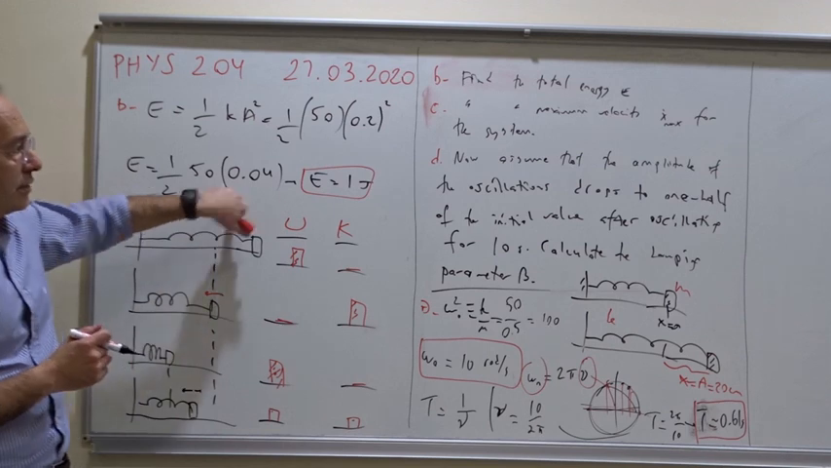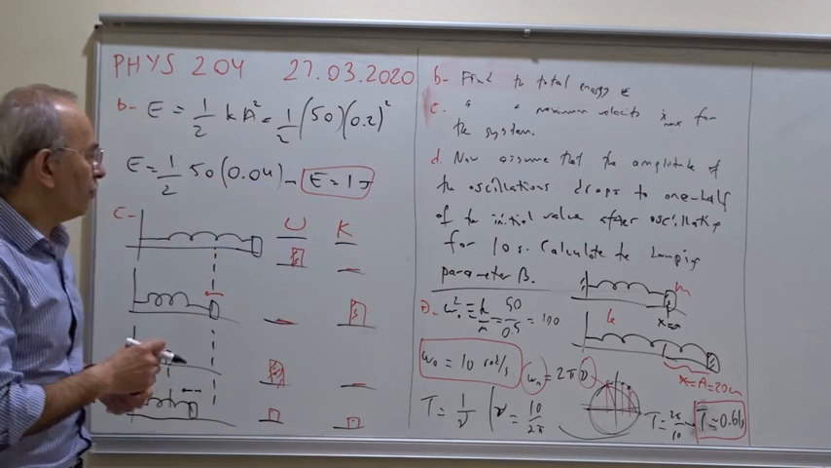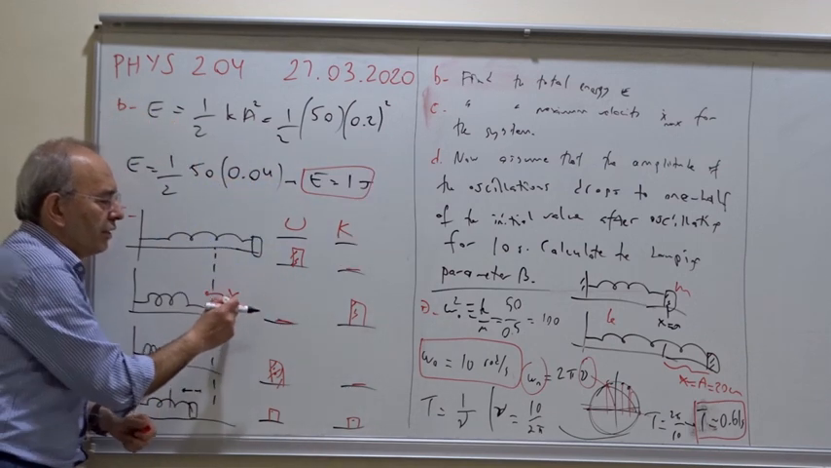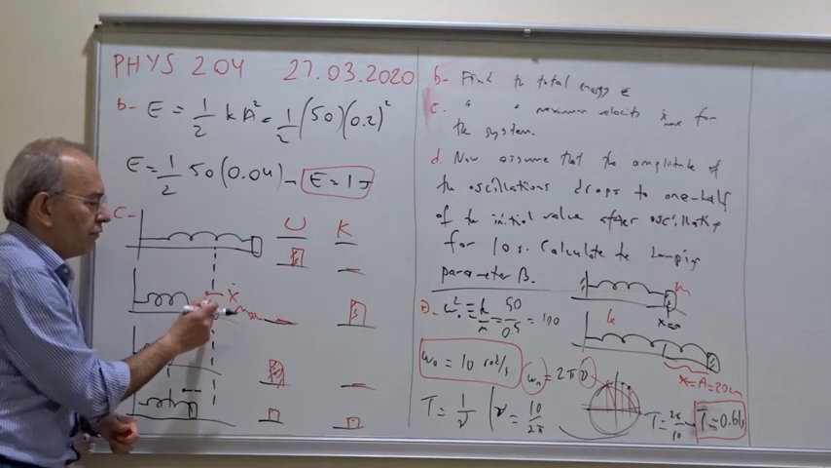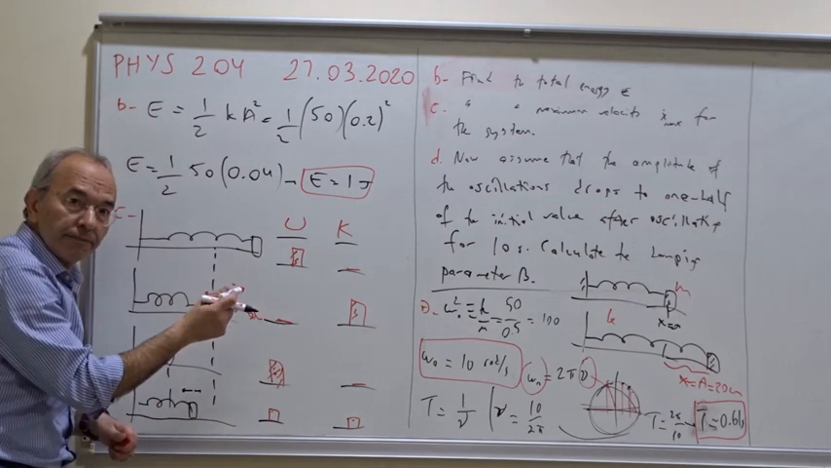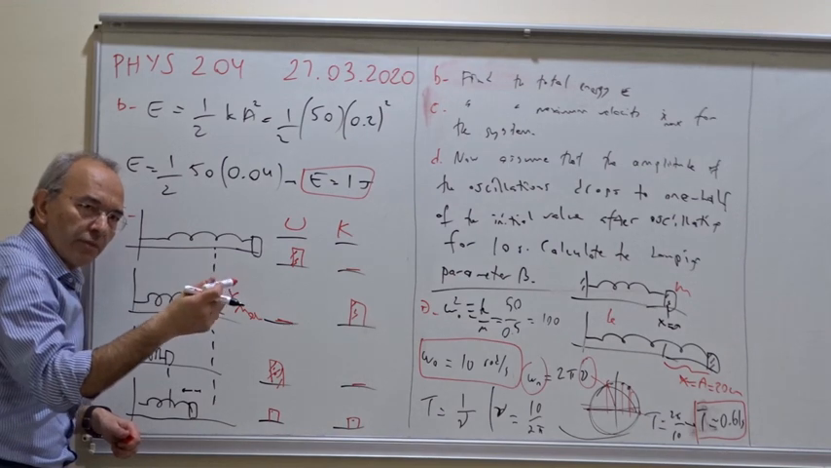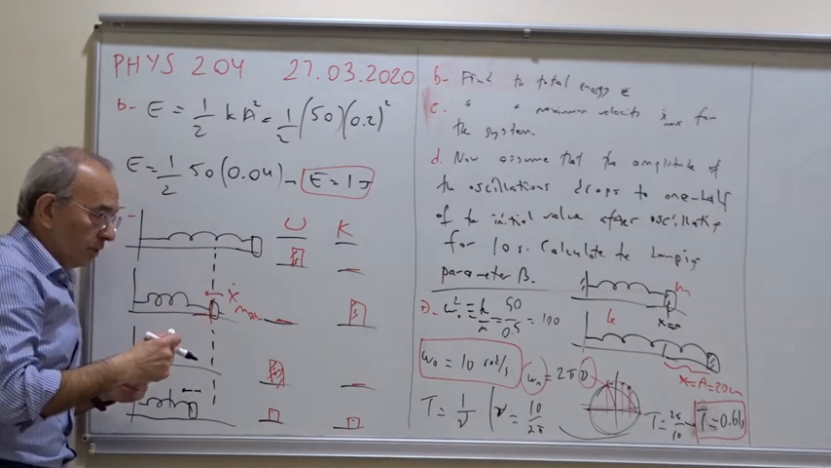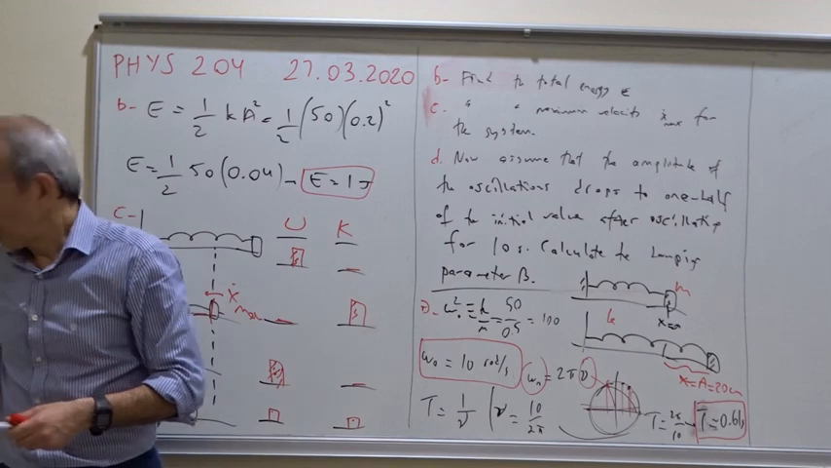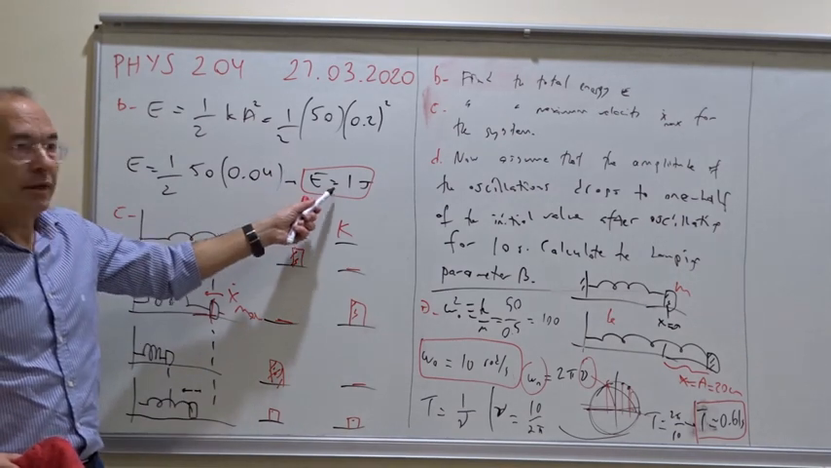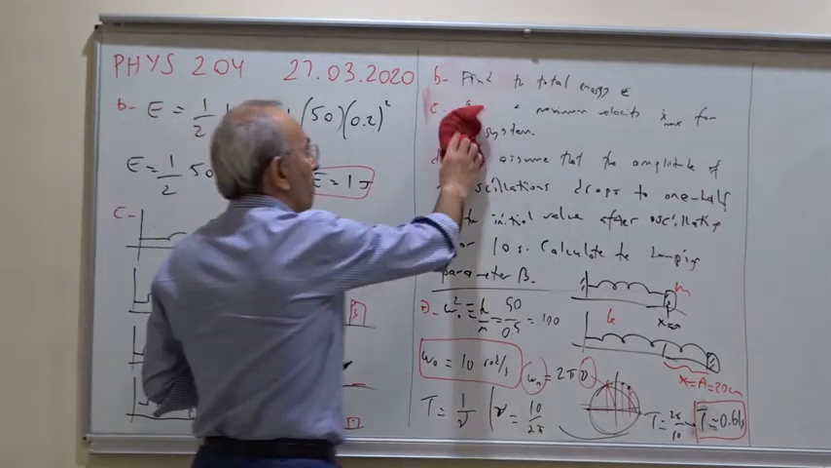In this case, it asks the maximum velocity. For the maximum velocity case, this is the x dot maximum. When it passes by the equilibrium position, it has maximum speed. All the energy is in the kinetic form. So from the total energy, we can calculate the velocity.